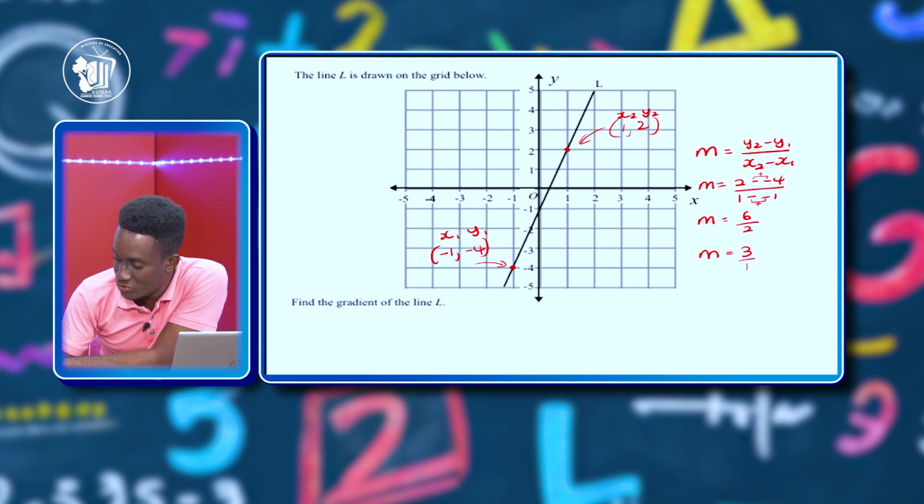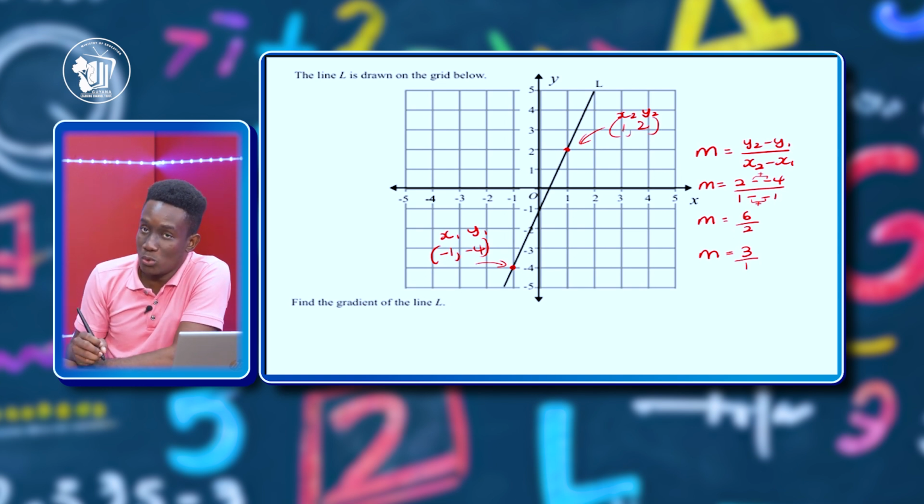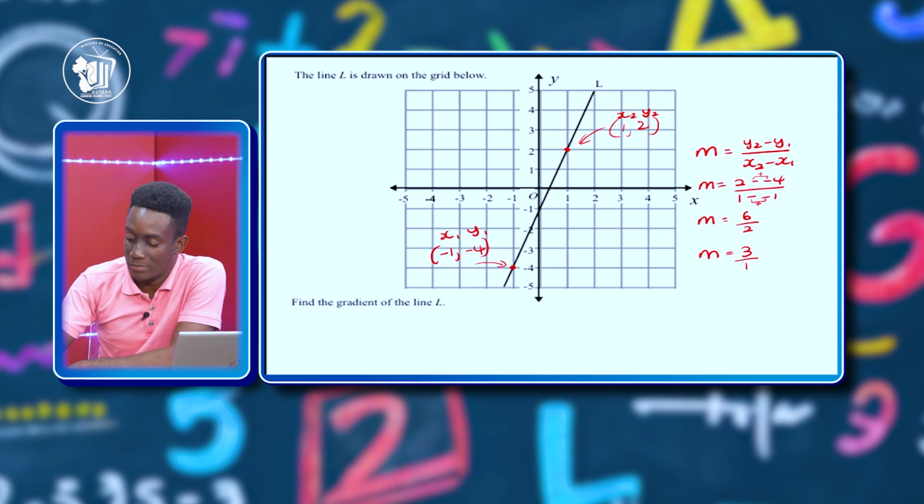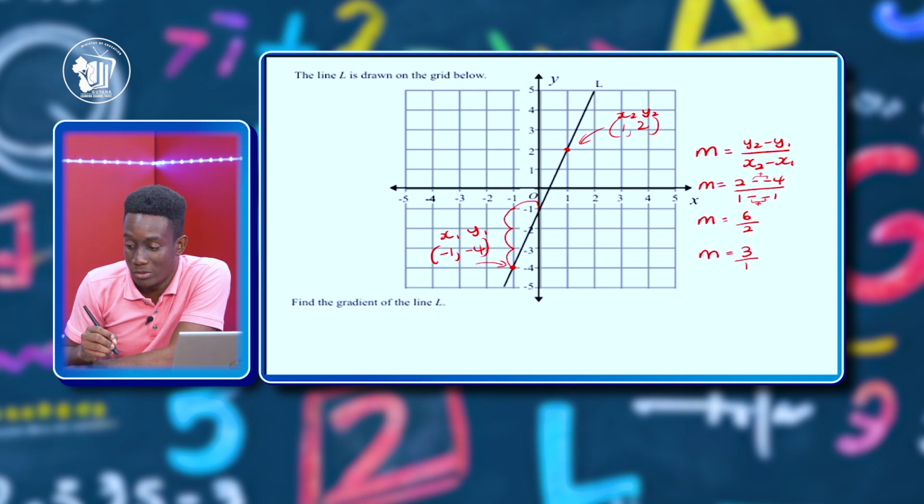Now 3 is the same as 3 over 1. So the gradient here is equal to 3. Let me show you on the graph what this 3 over 1 means. 3 over 1 means we go up 3 times and we go across 1 time. So to move from one point of the line to the other point, we go up 1, 2, 3 times, and then we go across 1 time, and we should meet another part on the graph.